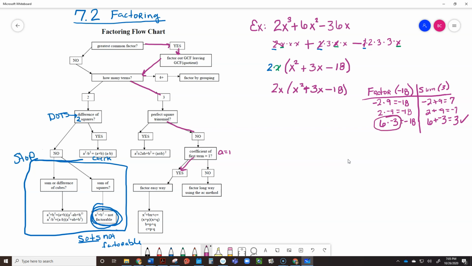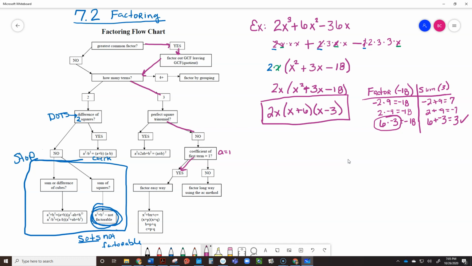So these are my factors. So the 2x stays out there. x plus 6 is one of my factors, and x minus 3 is the other factor. The 2 x's come from here. x times x is what gives me x squared, and positive 6 times negative 3 will give me negative 18, and the positive 6x and the negative 3x will add together to give me a positive 3x. So this is the complete factorization of this problem right here.